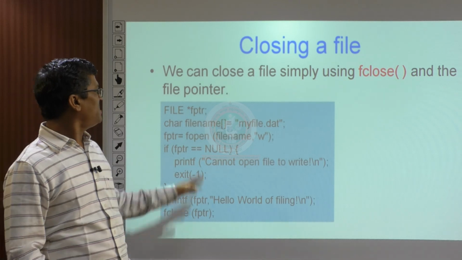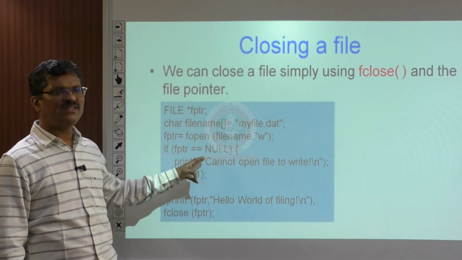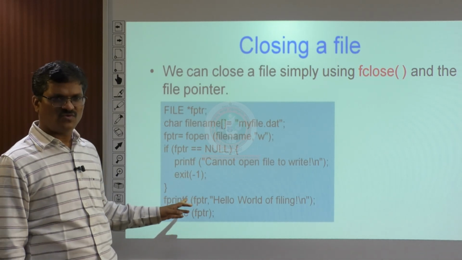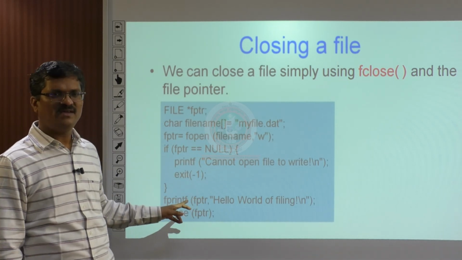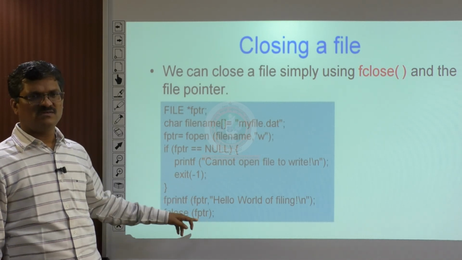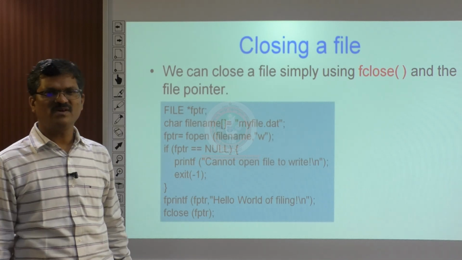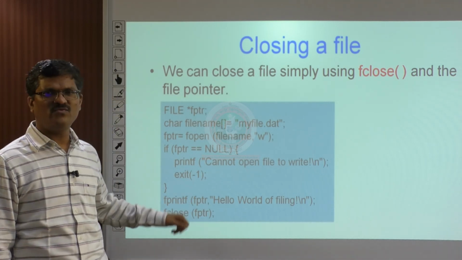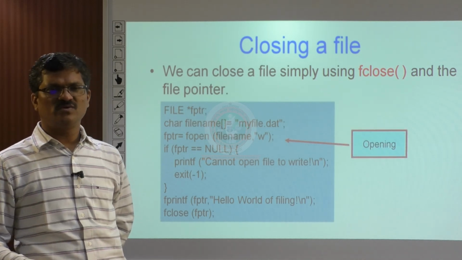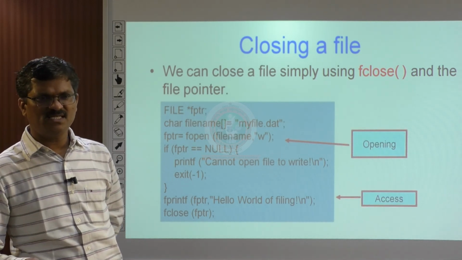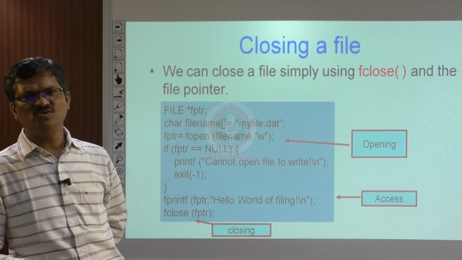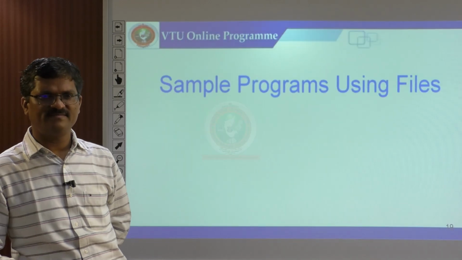So, this is the way that we open the file, we check whether it is opened or not, and we can write whatever we wish to the file, maybe using fprintf. Once we finish writing to the file, we can make use of fclose(fptr). This is the way we close the file. So, fopen is used for opening, fprintf to write data, and fclose is used to close a file.